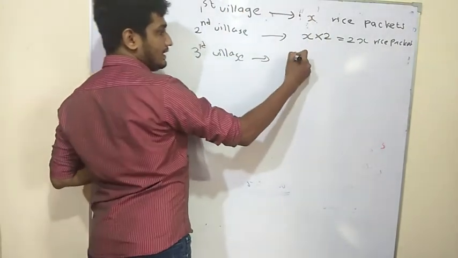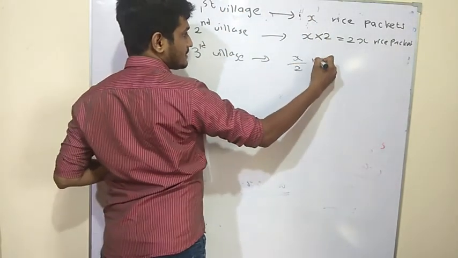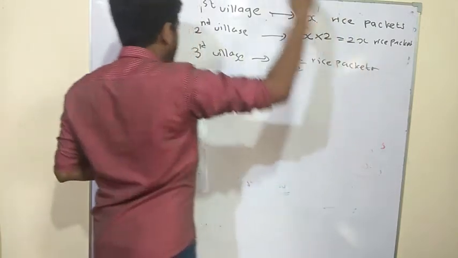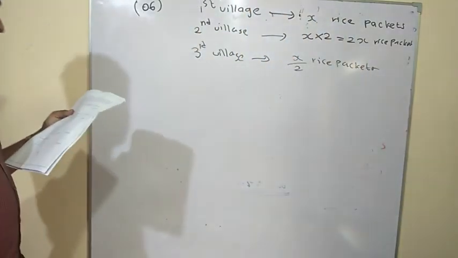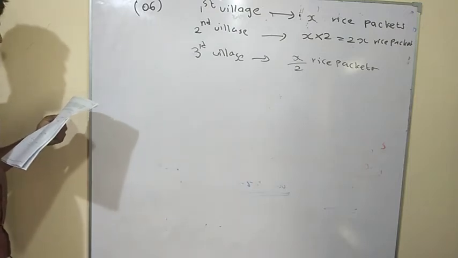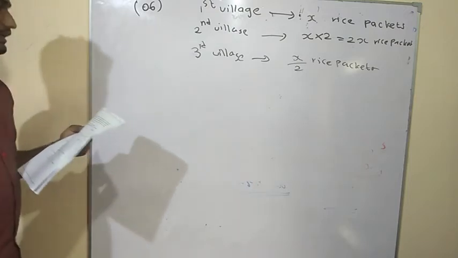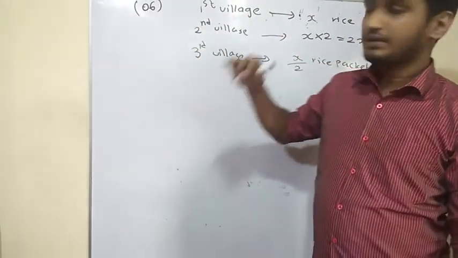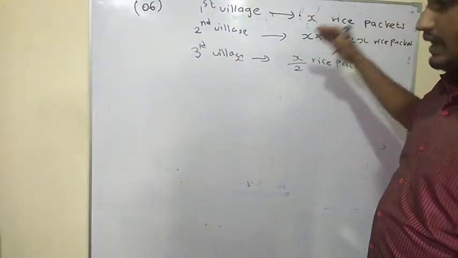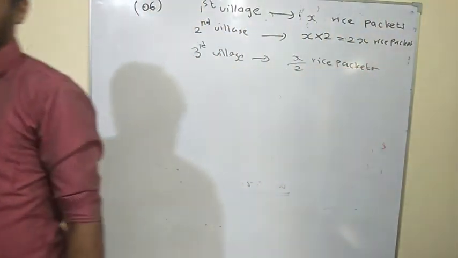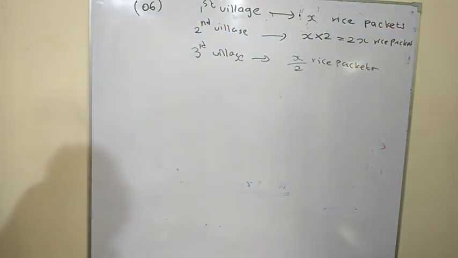Half of it means X divided by 2 rice packets were made. X over 2 rice packets were made by the third village. 50 rice packets out of the total are damaged in transport and removed. When we transport these rice packets to the camp, 50 were damaged.